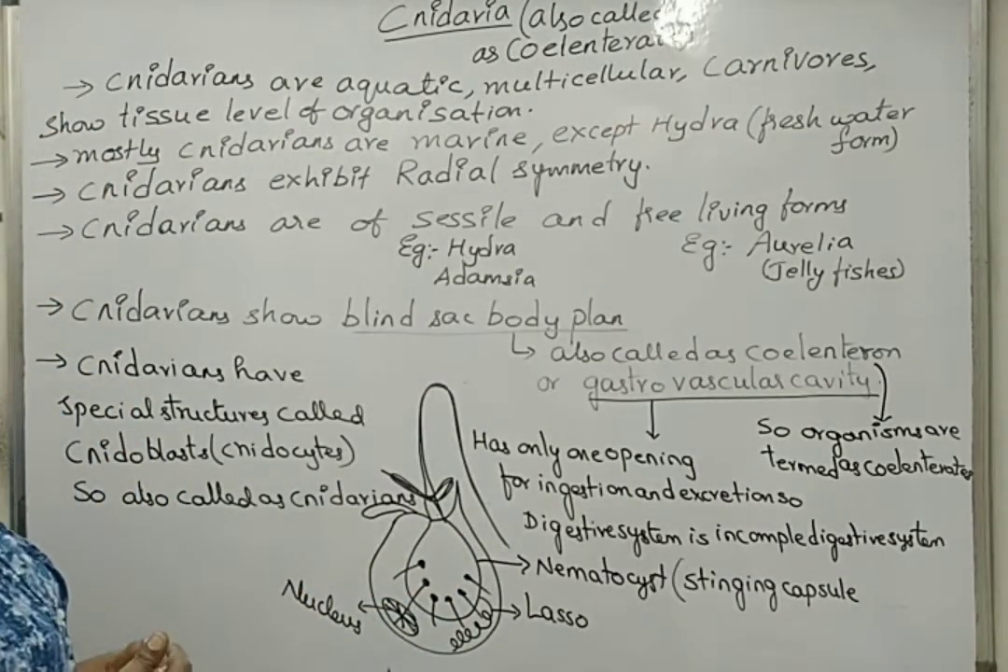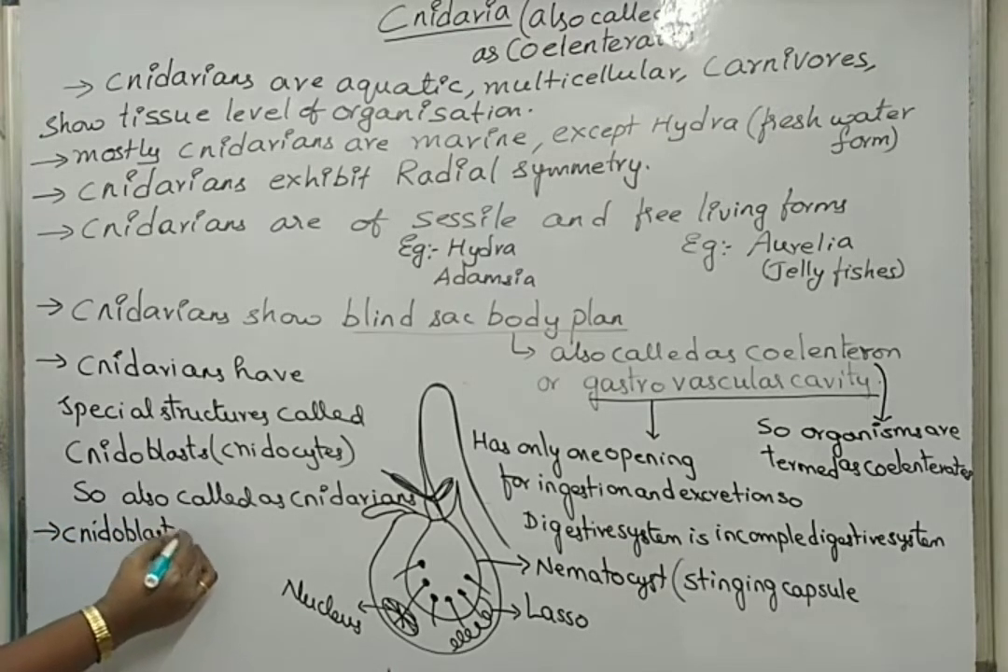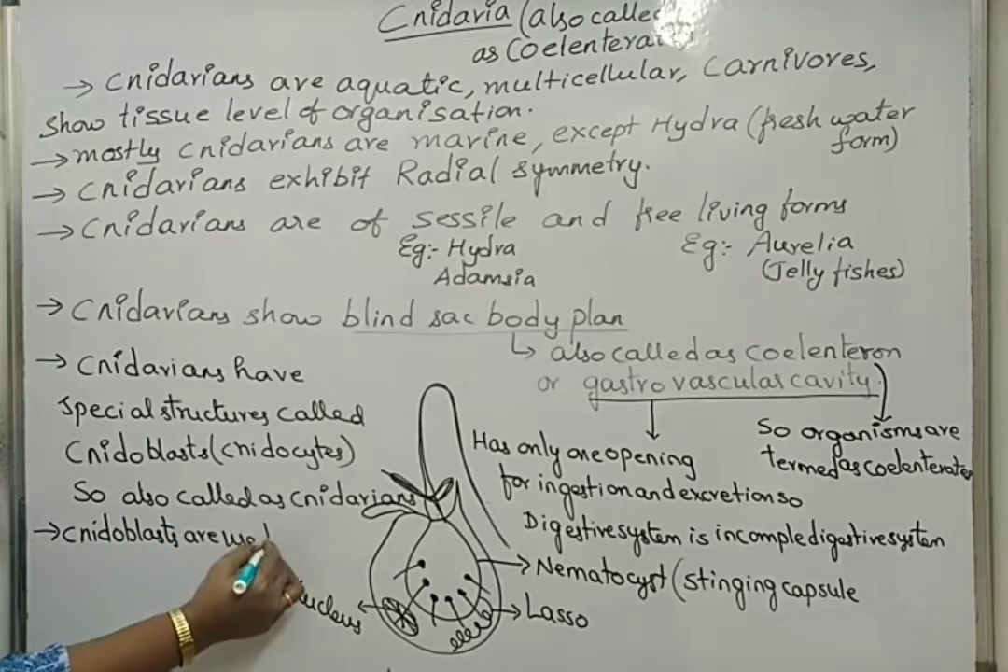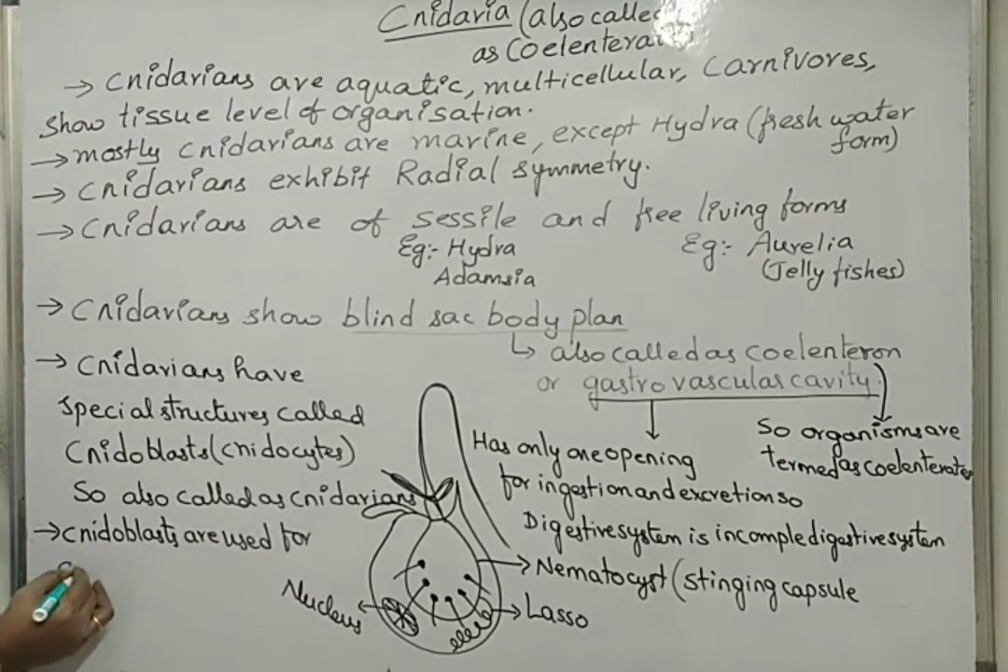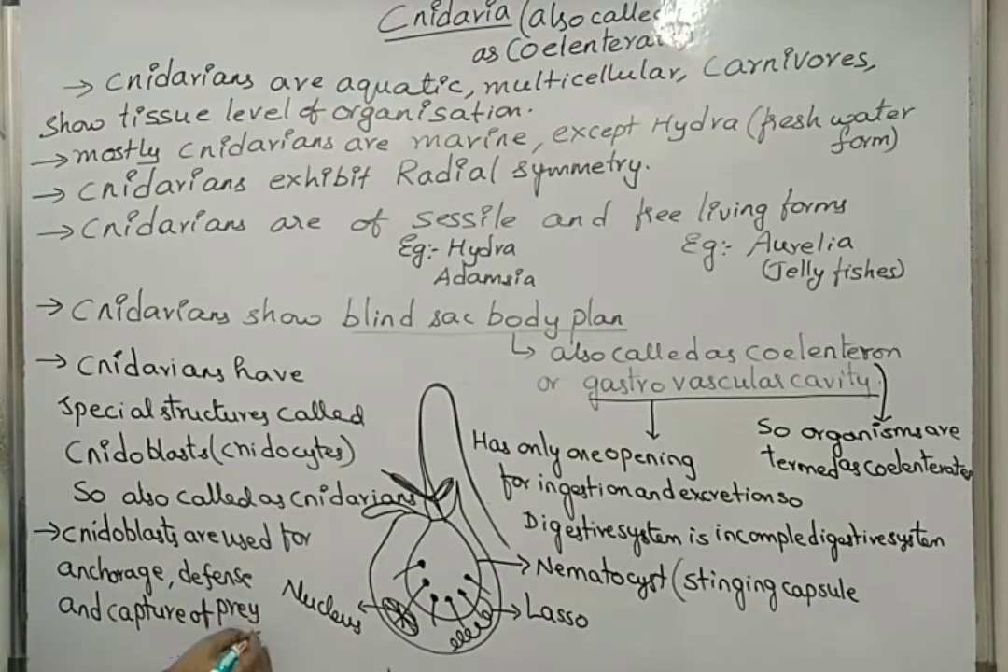So, what is use of these cnidoblasts? Cnidoblasts are used for anchorage, defense, and capture of prey. This is also termed as capturing of prey, also termed as offense.